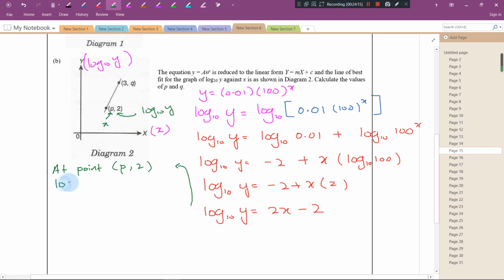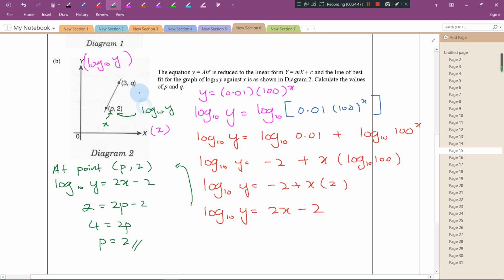Okay, let me copy this whole equation first. This is 2. Be careful. Don't write log base 10 of 2. This whole thing is equal to 2. X is equal to p. Bring the -2 over here. 2 plus 2, you will get 4. It's equal to 2p. Then p is equal to 4 divided by 2, which is equal to 2.